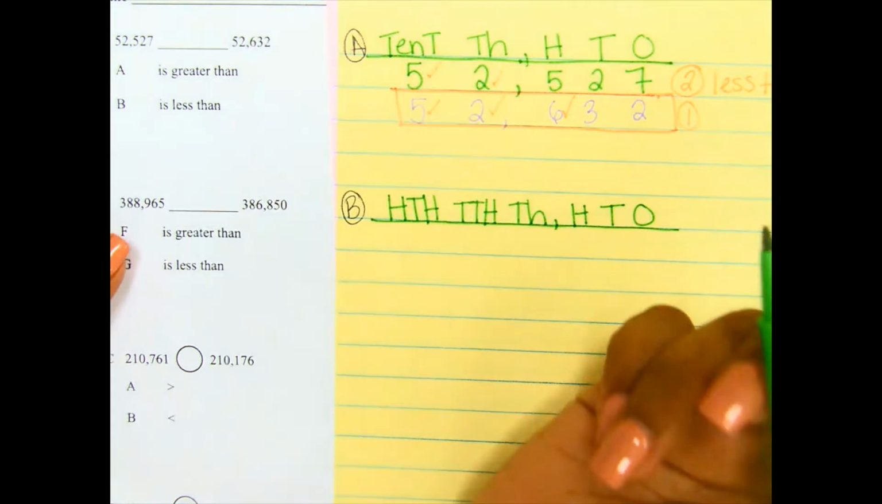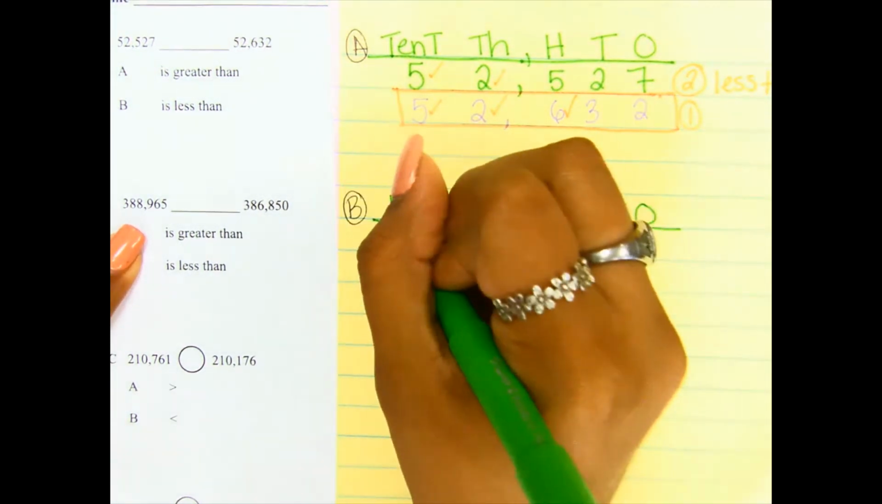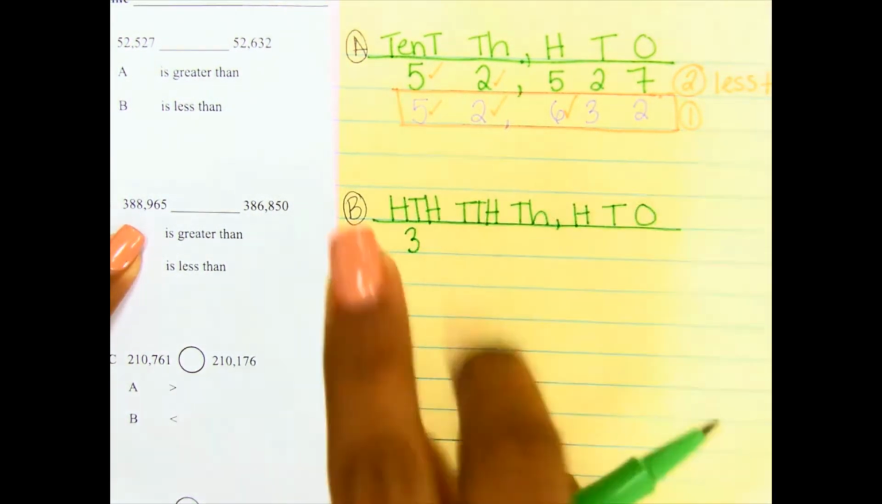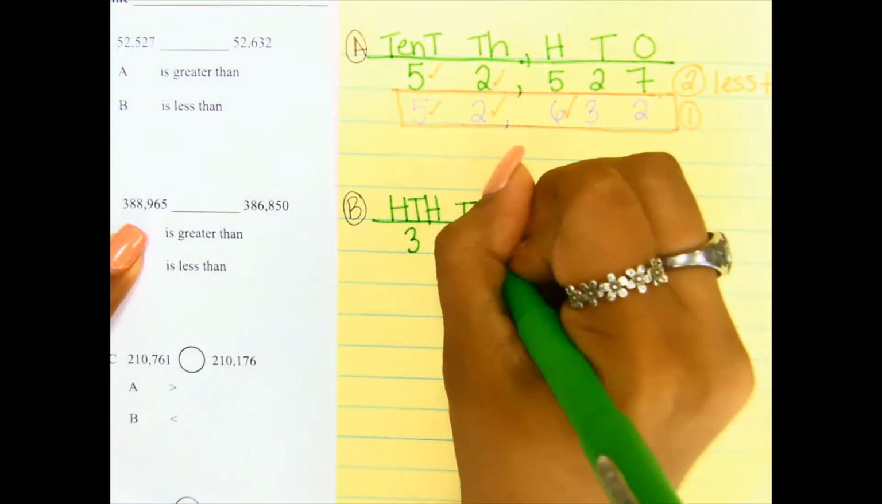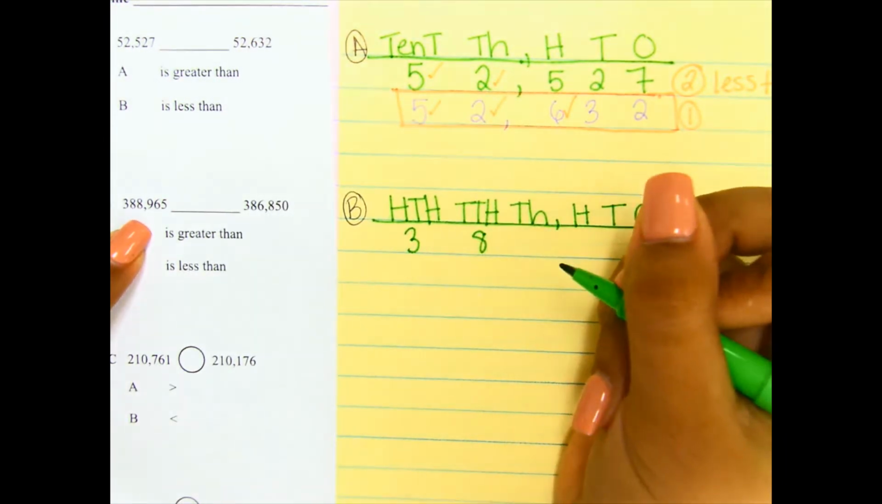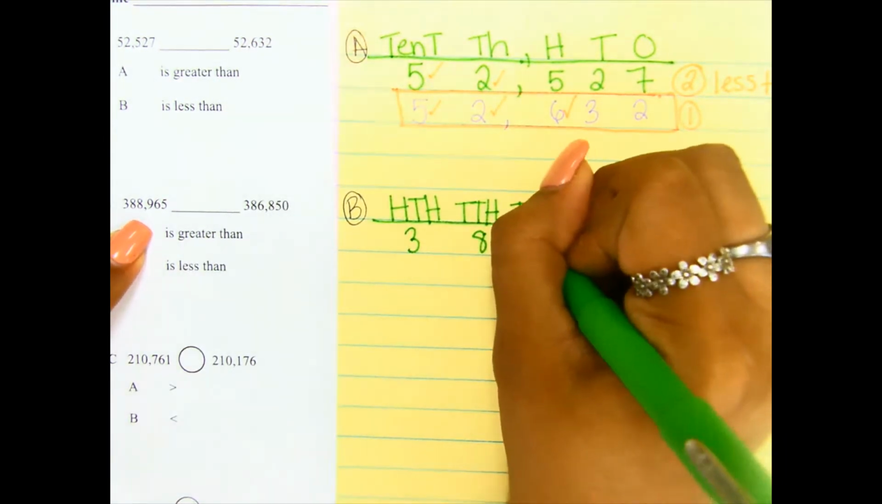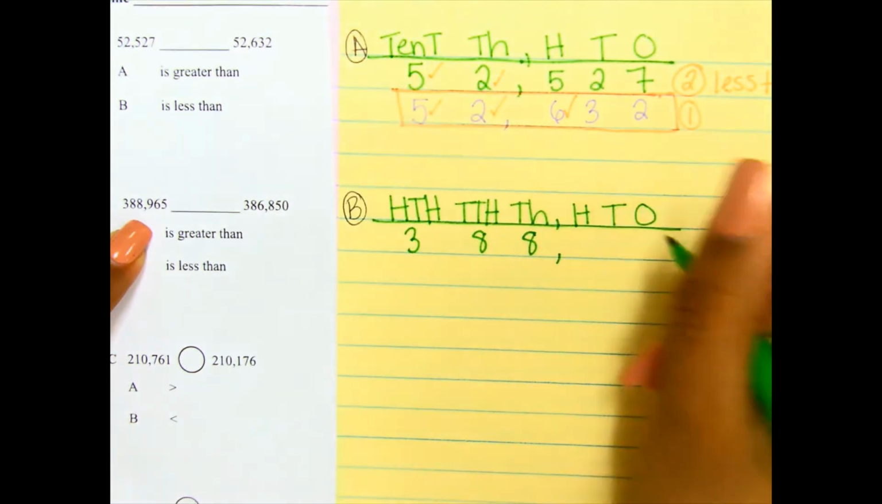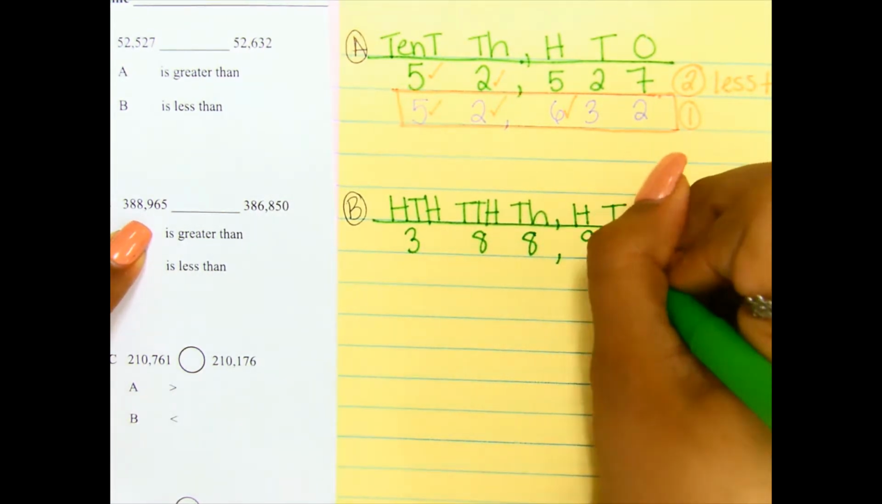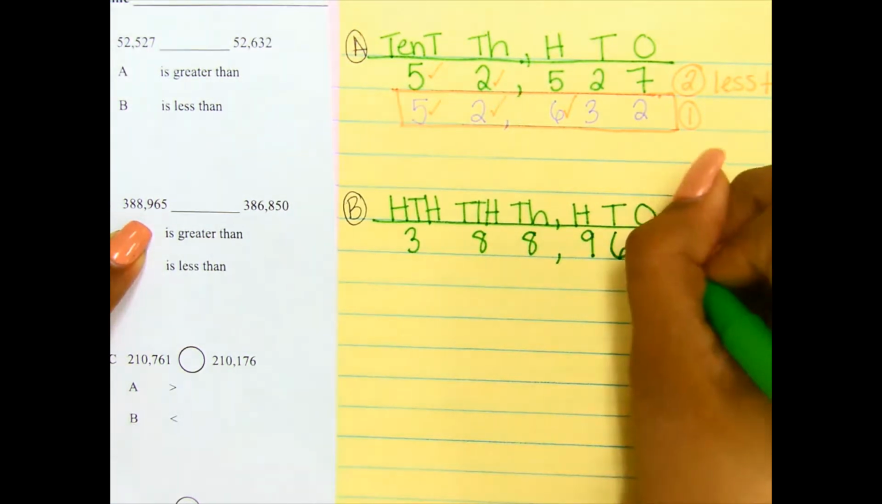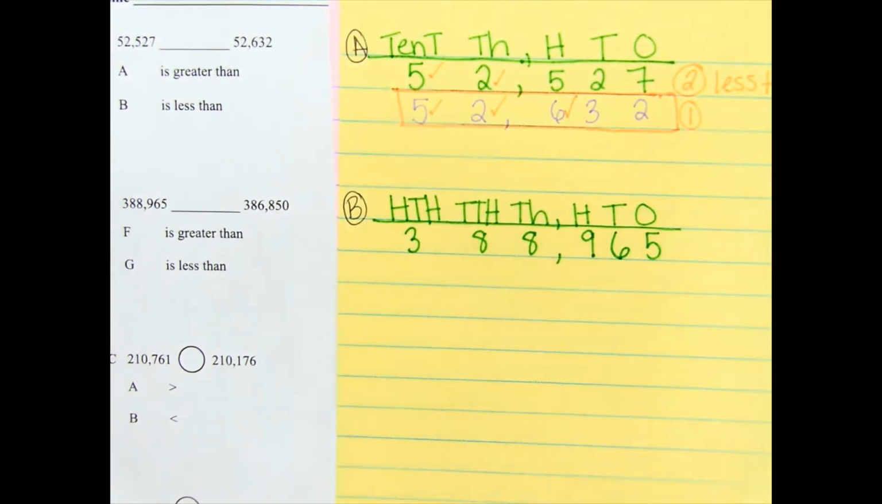And I'm going to do the same thing. I'm going to write my first number. There's a 3 in my 100,000s place. There's an 8 in my 10,000s place. There's an 8 in my thousands place. A 9 in my hundreds place. A 6 in my tens. And a 5 in my ones. So that is the first number.